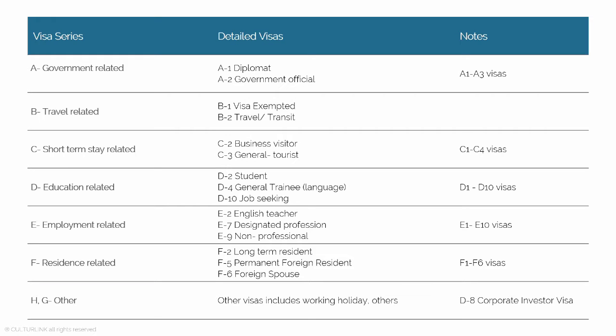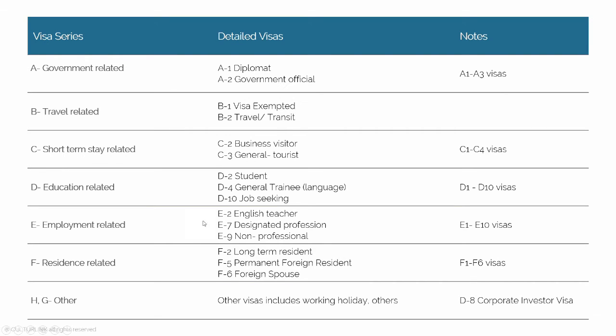But basically what I would like to mention is each type has its own category. As you can see, these are the different categories that we have. Each category has its own letter. Also, within the category itself, let's say E, that's the employment category, we have different numbers which represent different visa types. So if you're an English teacher, you will have an E2 visa.